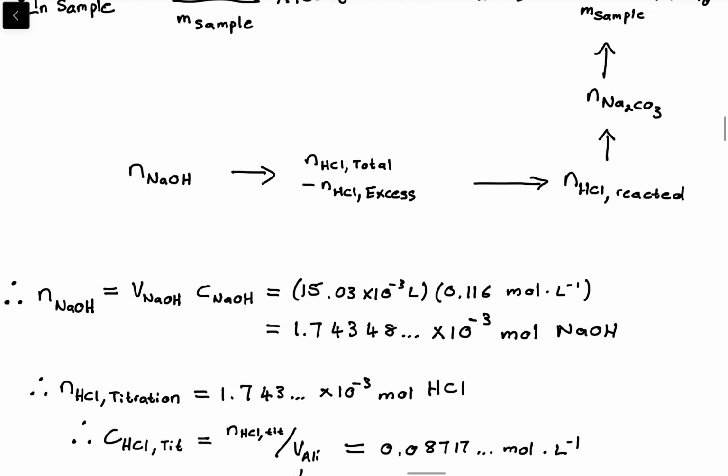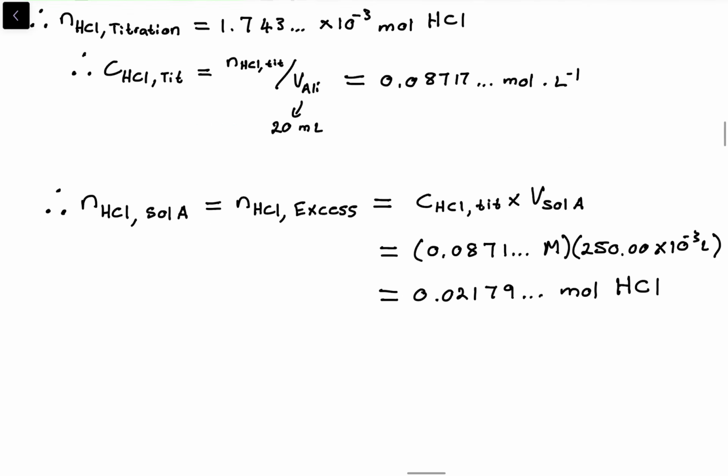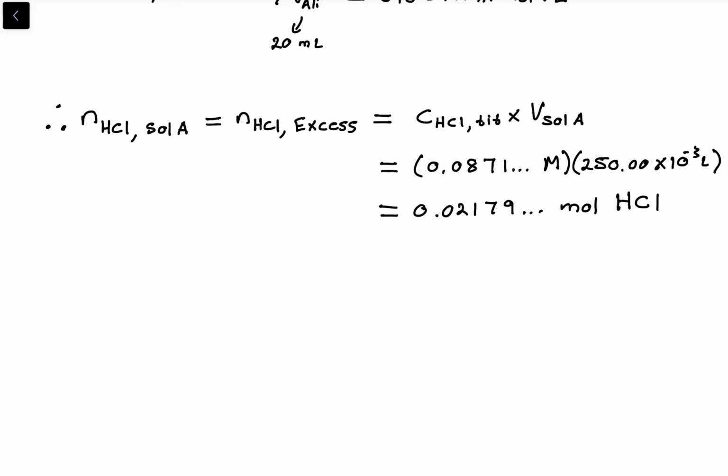HCl in excess. Right, so let's quickly just follow the logic. We calculated here, we had so many HCl, but that was only in 20 milliliter. So hence we calculated what the concentration was, so that we know what the concentration is of the HCl in this solution, because we know what the volume is of solution A. It's 250 milliliter, because that will then tell us what the number of moles of HCl is that remained over after the reaction. And that is what we've calculated here. It tells us the HCl in excess.